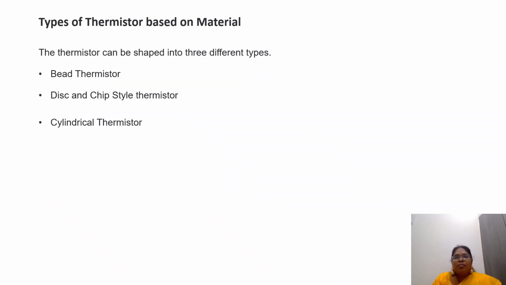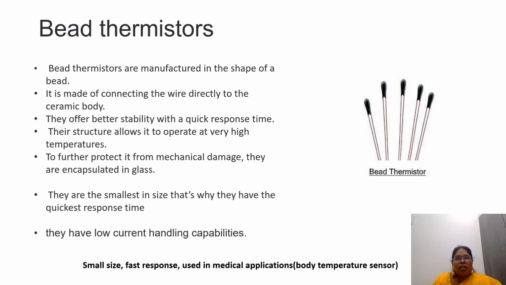Based on the material, it is classified into three types. One is the bead thermistor, then the disc and chip type thermistor, and the next one is the cylindrical thermistor. The first one is the bead thermistor. It is manufactured in the shape of a bead. This is the shape of the bead.